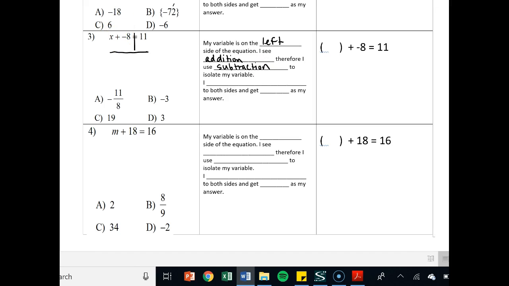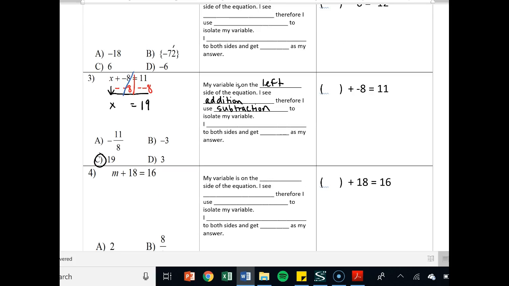Now here's the key thing. Because this is a negative 8, I need to make sure to subtract a negative 8 from both sides. In fact, let me put that in red so you understand how important this is. Subtract negative 8 from both sides. What this really ends up being is adding positive 8 to both sides. That makes sense because negative 8 plus 8 is 0, which isolates our variable. We get 0 on that side. x is equal to 11 minus negative 8, which is positive 19.